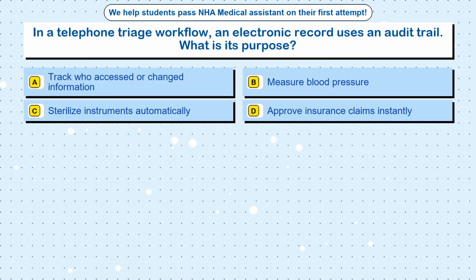Question 55. In a telephone triage workflow, an electronic record uses an audit trail. What is its purpose? Option A, track who accessed or changed information. Option B, measure blood pressure. Option C, sterilize instruments automatically. Option D, approve insurance claims instantly.